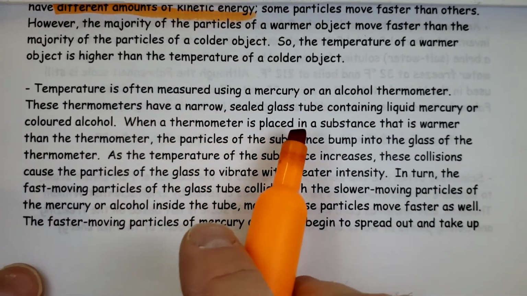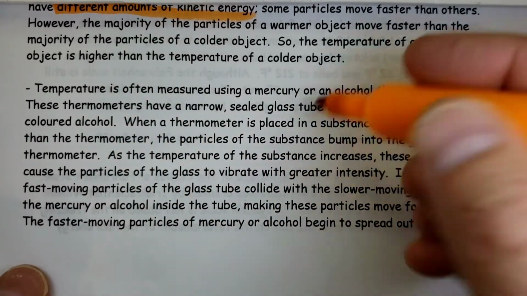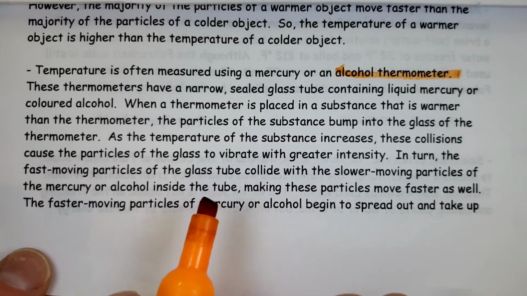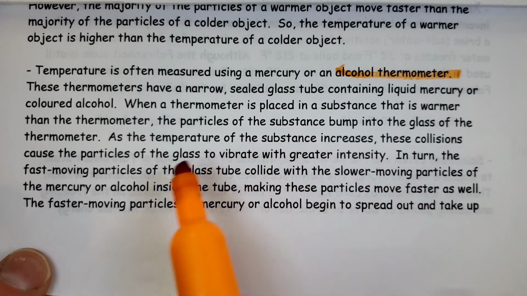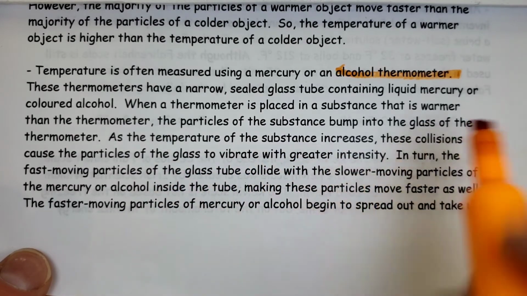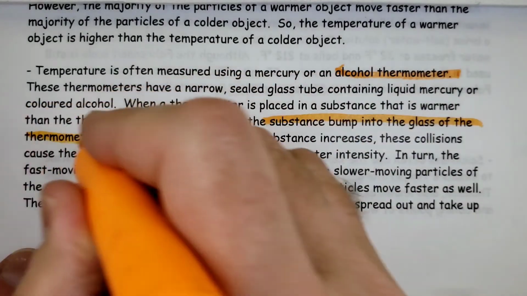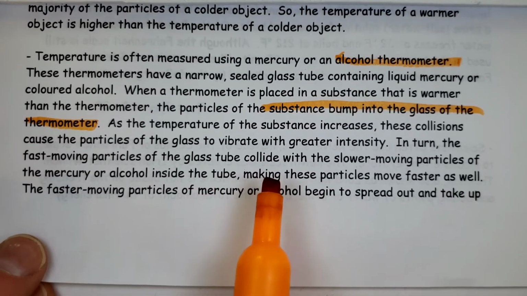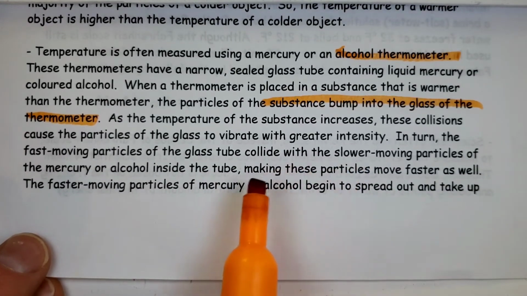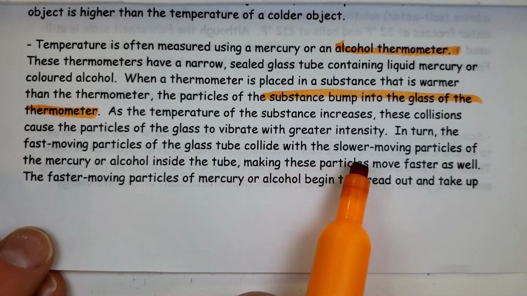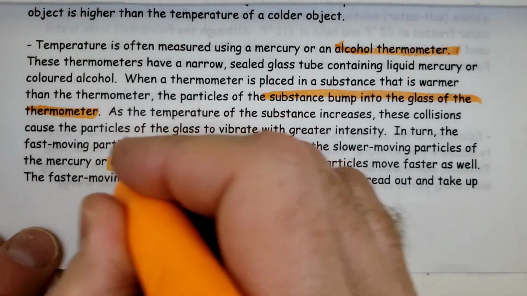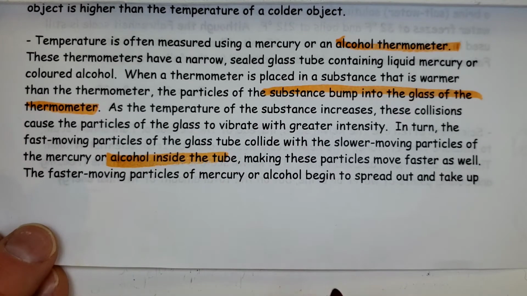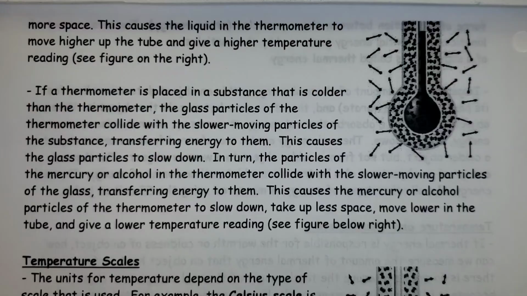Temperature is often measured using a mercury or alcohol thermometer. Of course, we use alcohol ones now. These thermometers have narrow sealed glass tubes containing the alcohol. When a thermometer is placed in a substance that is warmer, the particles of the substance bump into the glass of the thermometer. As the temperature of the substance increases, these collisions can cause the particles of the glass to vibrate greater. In turn, the fast-moving particles of the glass collide with the slower moving alcohol inside, making them move faster as well. These faster-moving particles of alcohol begin to spread out and take up more space.